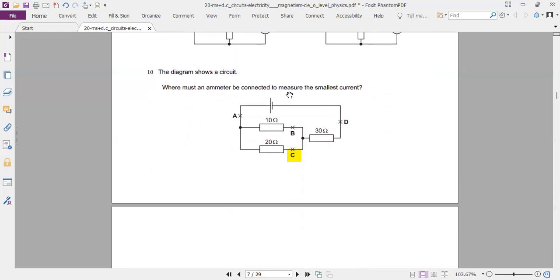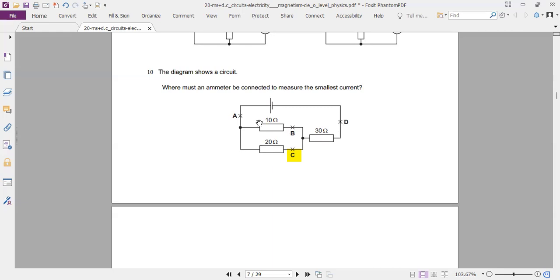Where should an ammeter be connected to measure the smallest current? Well, the current starts from here and it divides into this and this path. The current that goes through the 20 ohm will be less than the 10 ohm, so the 20 ohm will have the smallest current. Here at this point, the current becomes the sum of the current coming from 10 ohm and 20 ohm, so it will be more than this.